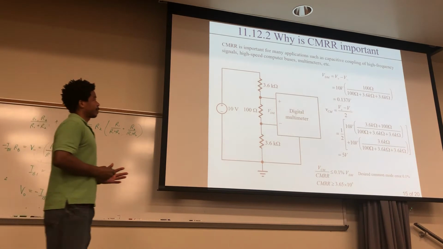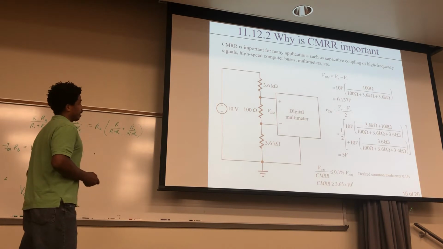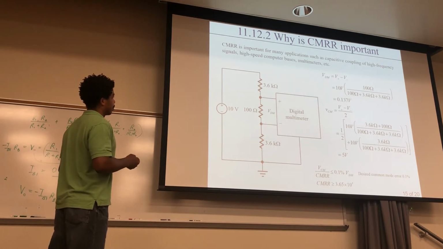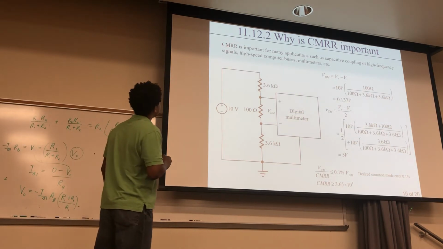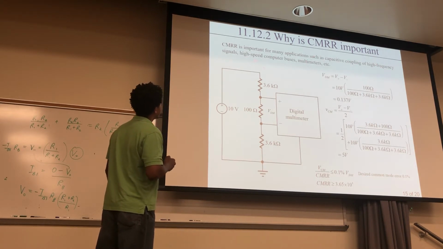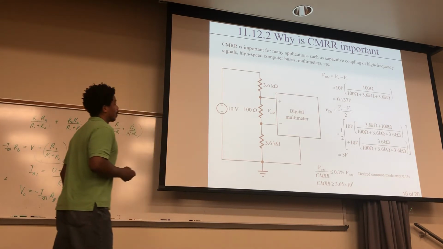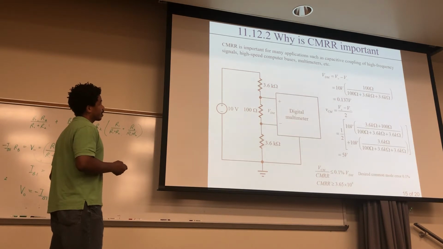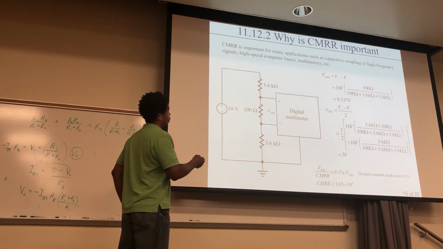Now, here's why something like this is important. So let's look at this situation where you're looking at the voltage across here using a digital multimeter. Okay, so this CMRR is important for many applications such as capacitive coupling of high frequency signals, high-speed computer buses, and multimeters, etc. Okay, so let's look at this right here. So if you look at the voltage between here, the voltage of this digital multimeter, it's going to be V plus minus V minus right here, right?